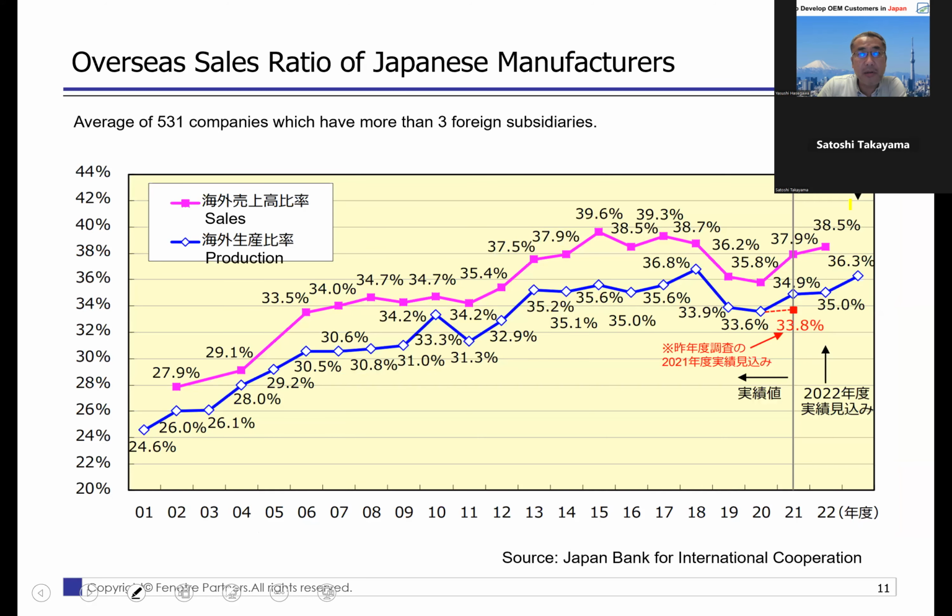And this is our overseas sales ratio. In the past, that was 28%, but it's increased to roughly 40%. During the COVID period, it declined, but now it's recovering. So gradually, Japanese manufacturers are developing their sales outside Japan. But this is true for all sizes of manufacturers.